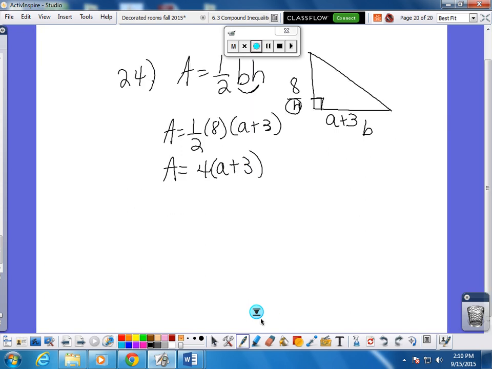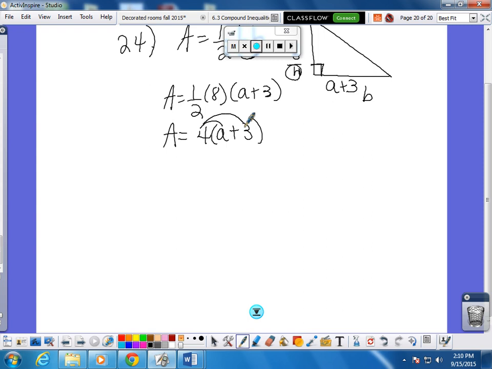What property is this? So what's the final answer? 4a plus 12. You are exactly right. And that would be units squared since this is area. Does anybody have any question at all?